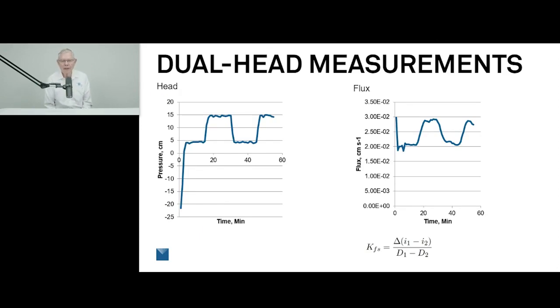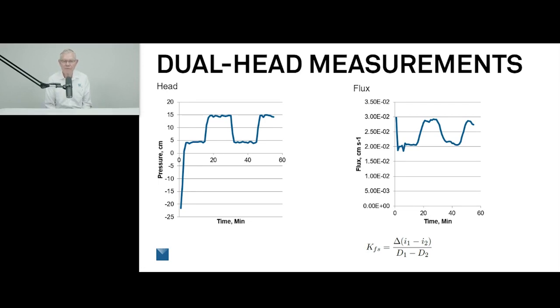Now, we could pump water in and out to adjust the ponding depth, and that's what you do when you're doing this method by hand. And that's why it takes two people. But with the Saturo, we use air pressure. We maintain a constant depth, but raise the air pressure inside the chamber to change the effective ponding depth.